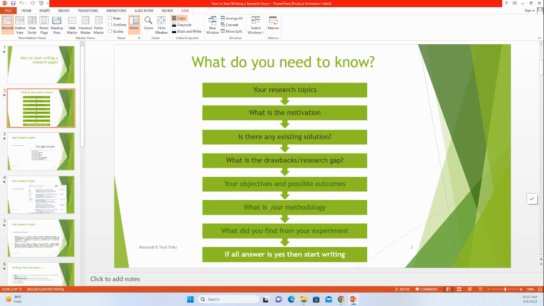From the above portion, the most important things are finding your objective and possible outcomes, and sometimes the research gap. So these two are very important. You need to acquire knowledge from some existing work. If you don't know what the important work is or what you have to do, then you cannot do anything. So this important part you have to know. So let's go to the first process, your research topics.